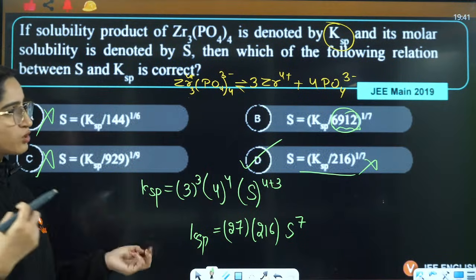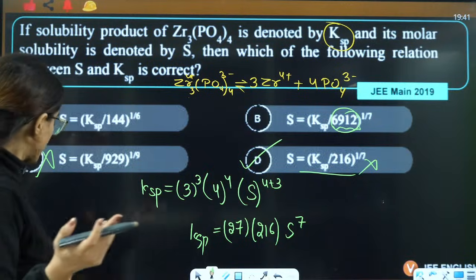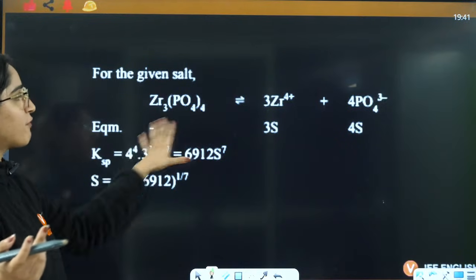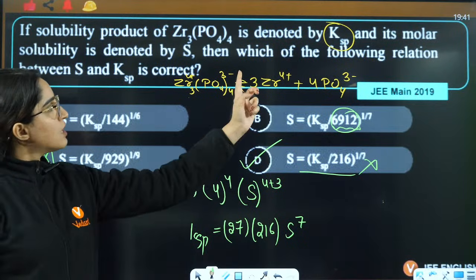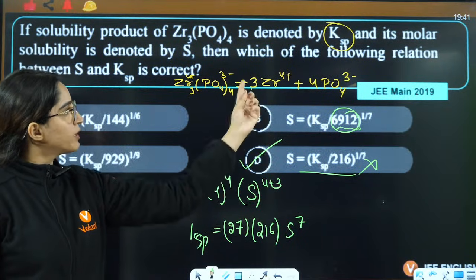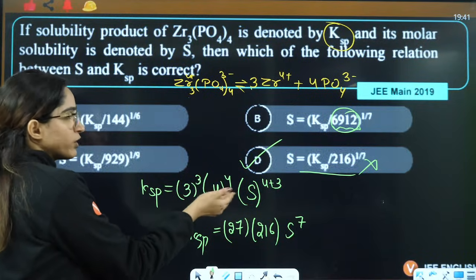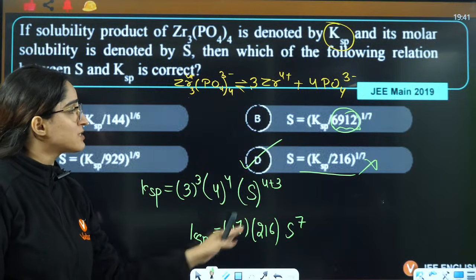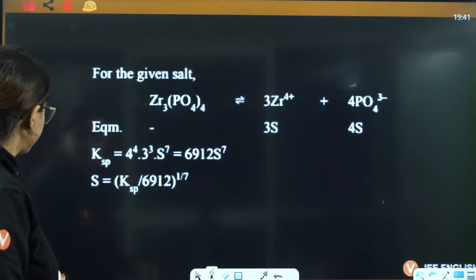It is just a 2019 question, not a very old question. You can solve this within seconds, right? So that's how you do it. Now this multiplication and all, you don't have to do it. What I told you, when the solubility and Ksp relation is given, just do this: stoichiometry raised to power stoichiometry, solubility to the power of addition of stoichiometries. Now you know that 4 to the power 4 is 256, so definitely 256 will be multiplied by 27. So here it will definitely be greater than 216, right?